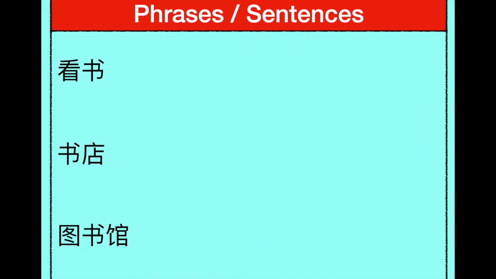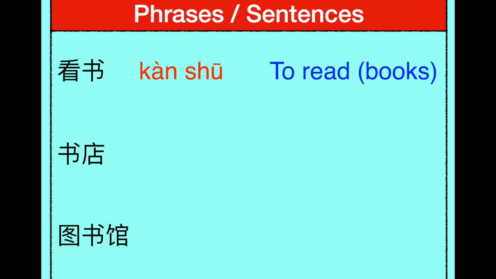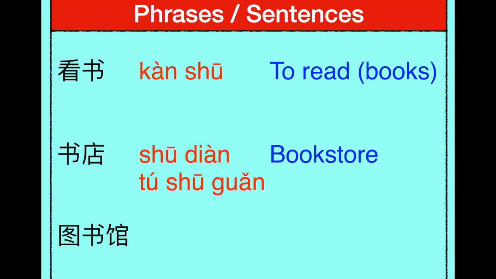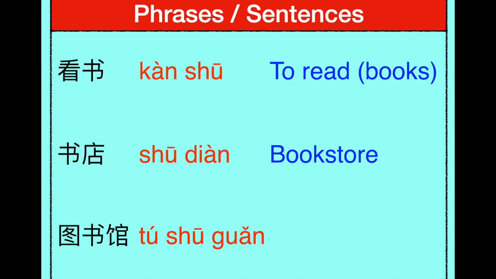Now let's look at the phrases. 看书. 看书 means to read books. 书店. 书店 means bookstore. 图书馆. 图书馆 means library.